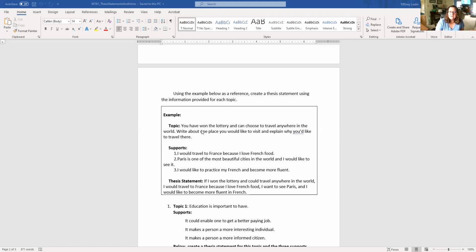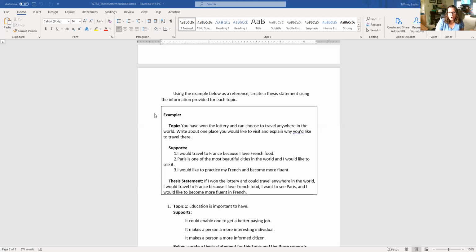So we need to take the main idea from the topic and the main idea from each of these 3 supports and create a topic sentence, or I'm sorry, a thesis statement. And here's how it would look. If I won the lottery and could travel anywhere in the world, I would travel to France because I love French food, I want to see Paris, and I would like to become more fluent in French.